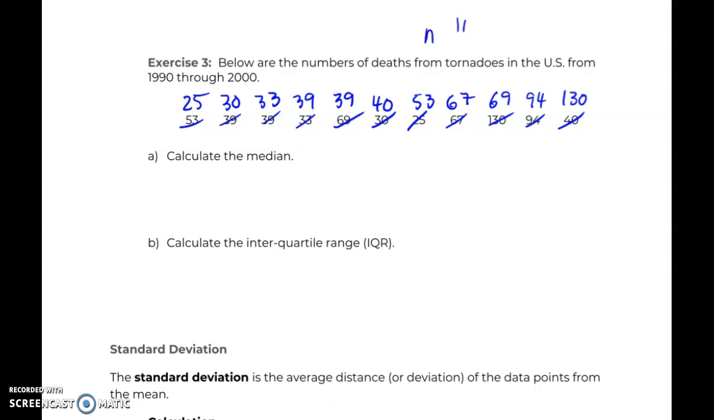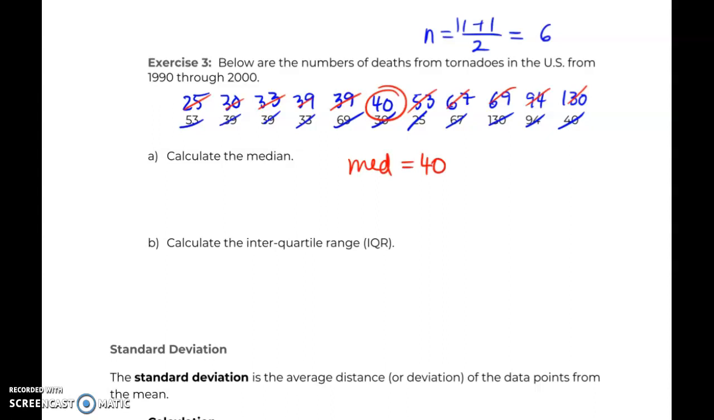So we know the location formula is 11 plus 1 divided by 2, which is 12 over 2, or the 6th value. So if we're counting, we can count 1, 2, 3, 4, 5, our 6th value. And just to confirm this on the other side, we would have 1, 2, 3, 4, 5, the 6th value. So 5 crossed out. Whether we use the location formula or we simply start crossing out from the outside to the inside, doesn't matter. So our median over here is 40.